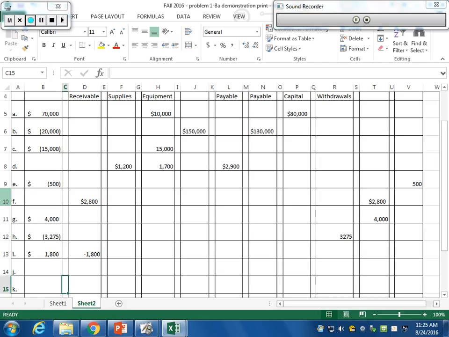And then J, the company made a partial payment of $700 cash on the equipment purchased back in transaction D. So transaction D is when they purchased that office supplies and equipment on credit. Now they're making a partial payment of $700 towards that. So what decreases and what decreases? Cash decreases by $700, and what else? Accounts payable decreases by $700. Good.